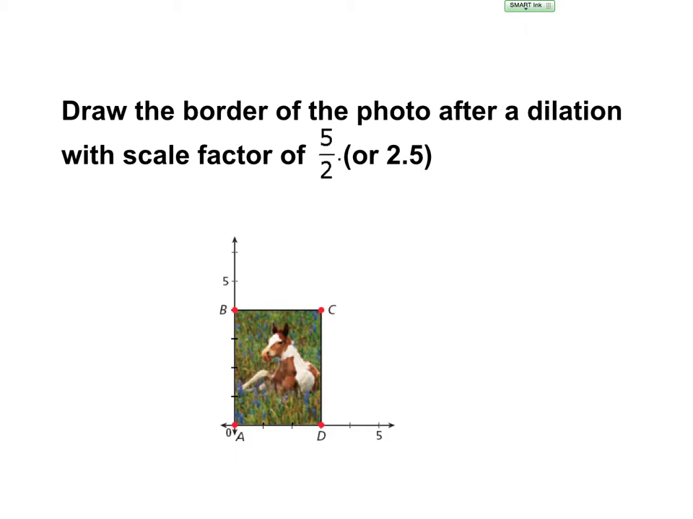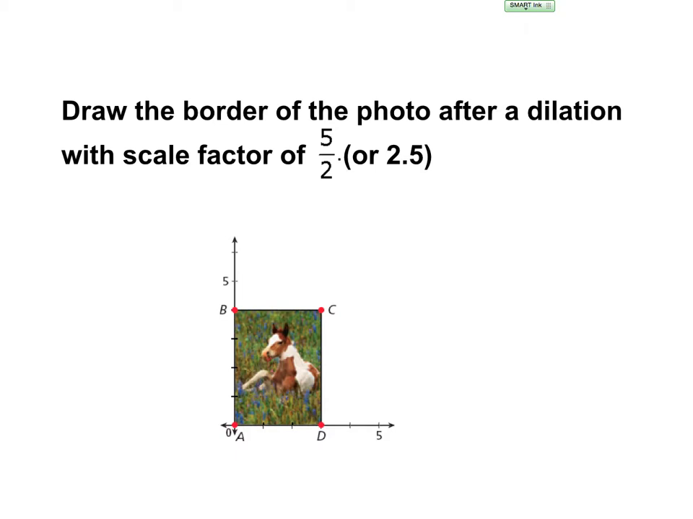Will 5 halves enlarge it or reduce it? Is 5 halves bigger than 1 or less than 1? Bigger. So your notes just said if the scale factor is bigger than 1, it's an enlargement. The scale factor is bigger than 1. You're going to multiply it to make it big.